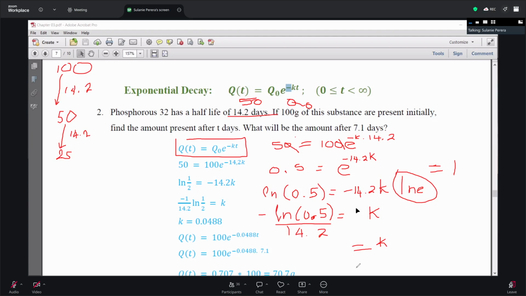Did you all find k? What is the answer for k? K is 133? K should be 0.0488. No? 0.0488. Right. Now once you find k, you can write down the equation.